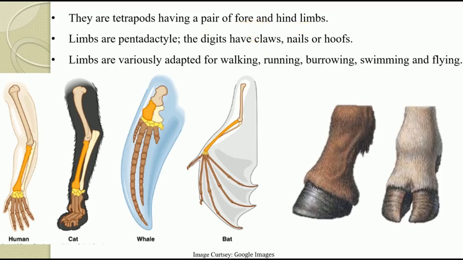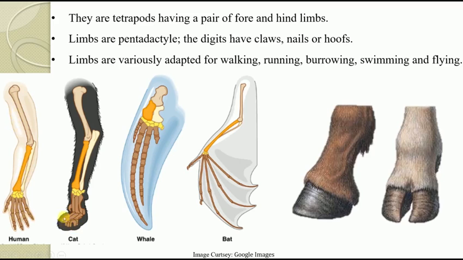Now, limbs are always pentadactyl. So here, if you see a few examples of mammalia, the limbs are always pentadactyl. Pentadactyl in the sense they have 5 fingers or 5 digits. In each case, here you can see the diagram of the man. In the man, you can recognize the 5 digits.